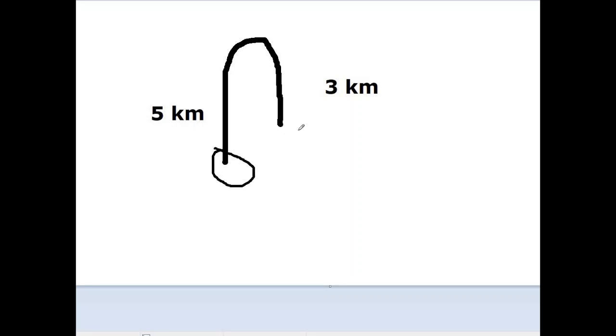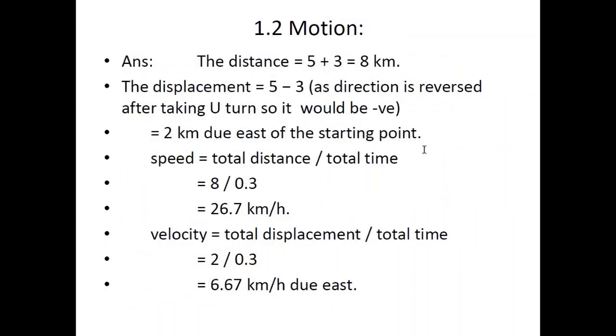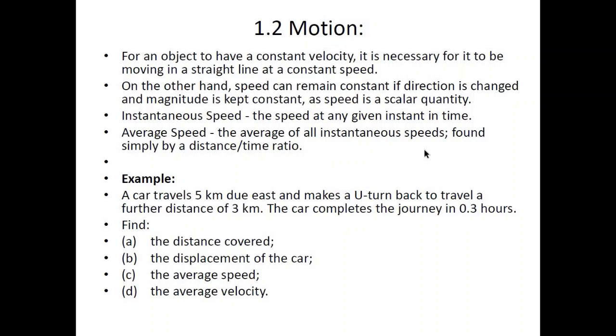This here is the initial position and this here is your final position. The shortest distance between these two points is a vertical one. How can we calculate it? Final position minus initial position, or we can simply subtract these two. So how much would it be? 5 minus 3, that would become 2 kilometers due east of the starting point.